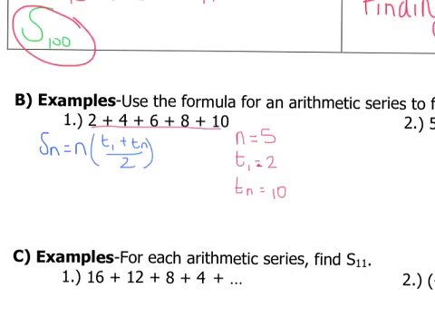So now let's plug in what we know. So we're finding the sum of 5 terms. Our value of n is 5 because we're adding up 5 terms times 2 plus 10 all over 2. And then it's just a matter of doing a little calculating in your calculator. This one we could probably do in our head, though.